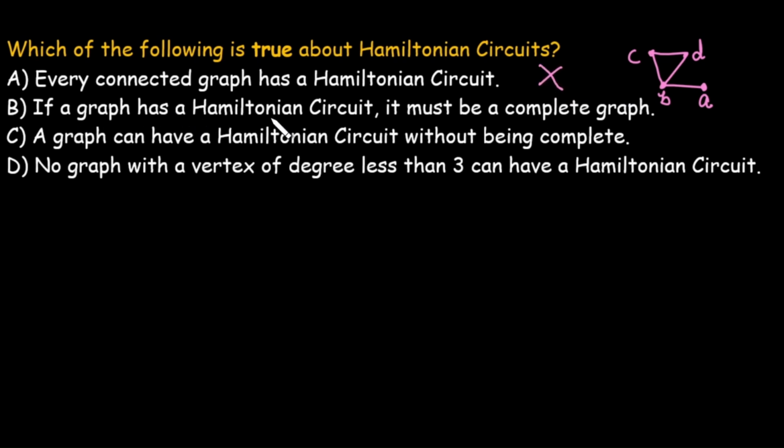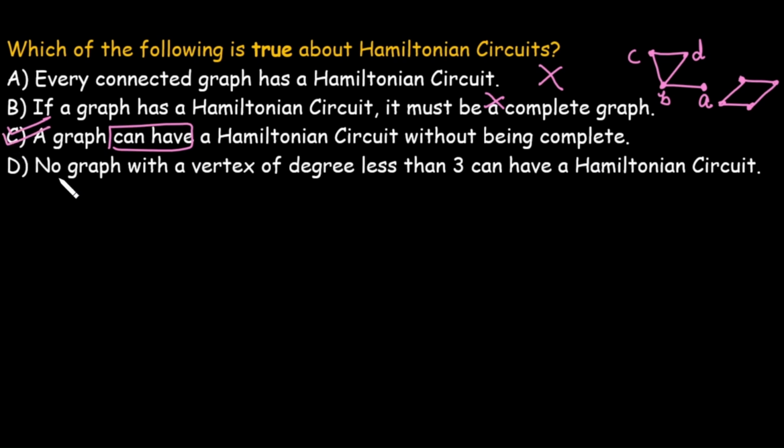Next is, if a graph has a Hamilton circuit, it must be complete. It's not necessary. Let's take this case, C4. It is not a complete graph because we have not taken the diagonal edges, although it contains a Hamilton circuit. So again option B is incorrect. Option C, a graph can have a Hamilton circuit without being complete. Yes, like in this case, it has a Hamilton circuit. It is not saying that every graph can have. Yes, it can have. So it means the statement is true.